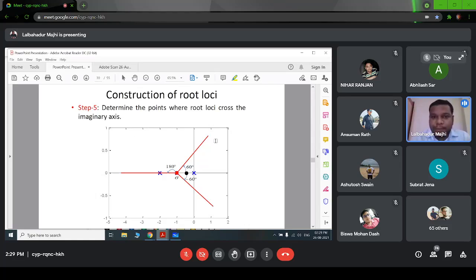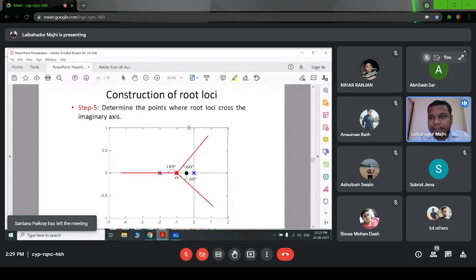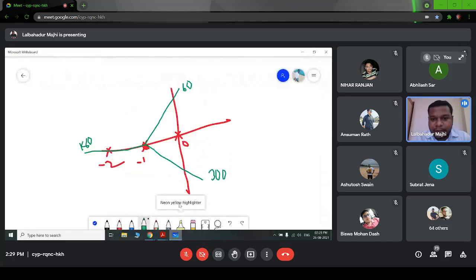There are many more rules, three or four rules you have to follow for construction of the root locus. Okay, so just go through this PDF. And if you have any doubt, we will discuss again tomorrow, in the next class.